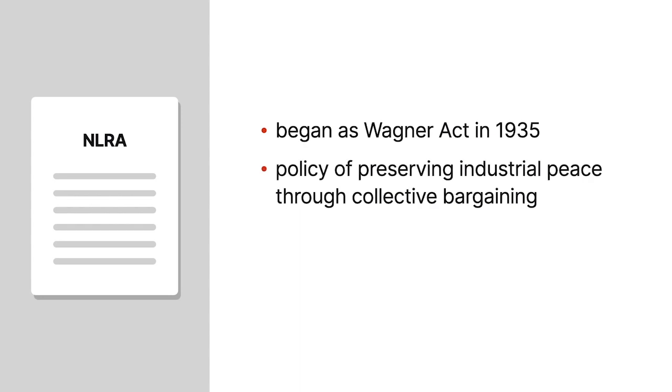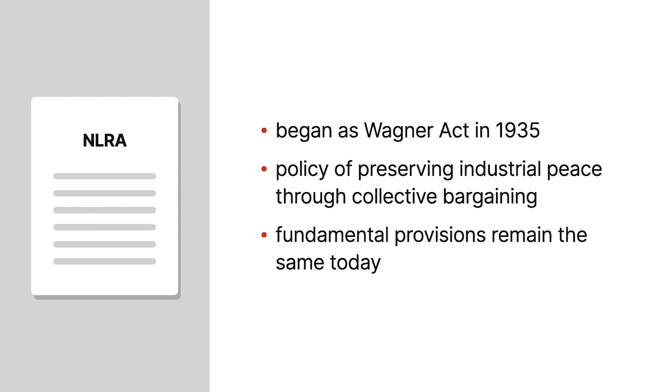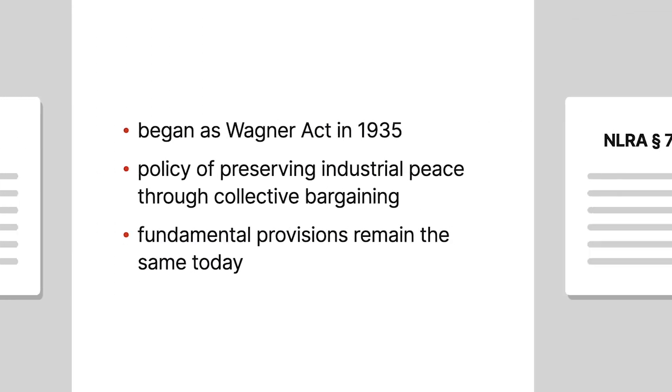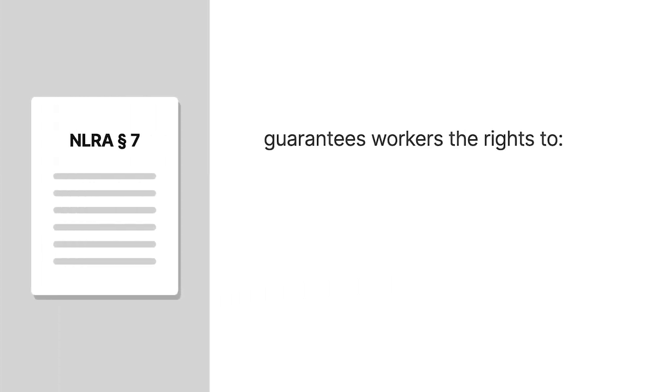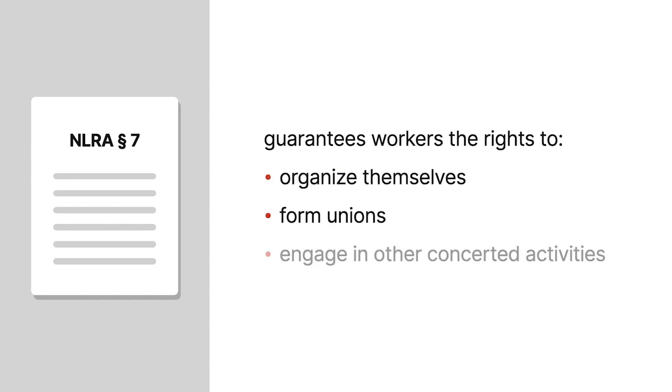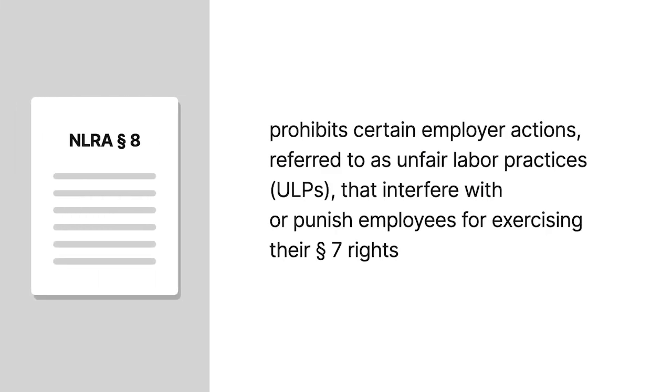The statute expresses a policy of preserving industrial peace through collective bargaining. The Act's fundamental provisions remain the same today. Generally, Section 7 guarantees workers the rights to organize themselves, to form unions, and to engage in other concerted activities. Section 8 prohibits certain employer actions, referred to as unfair labor practices, or ULPs, that interfere with or punish employees for exercising their Section 7 rights.